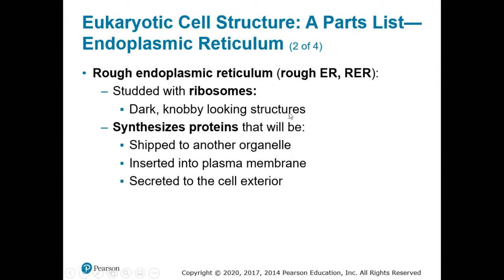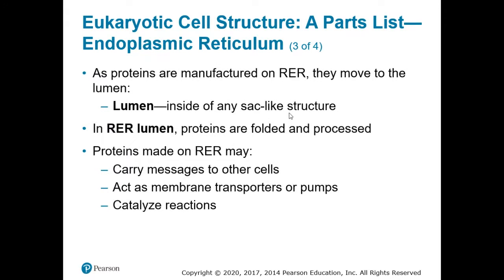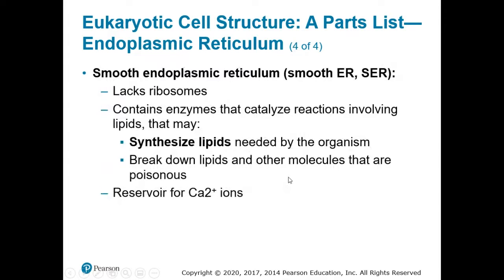So again, we've already talked about rough ER. Rough ER having ribosomes that create proteins. Smooth ER synthesize lipids. To synthesize means to produce, right? And these are lipids that are needed by the cell, like cholesterol, for example, but also by other parts of the organism.